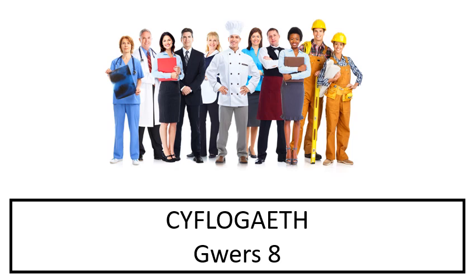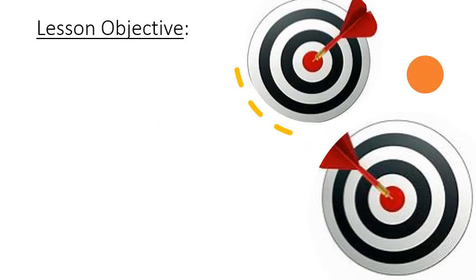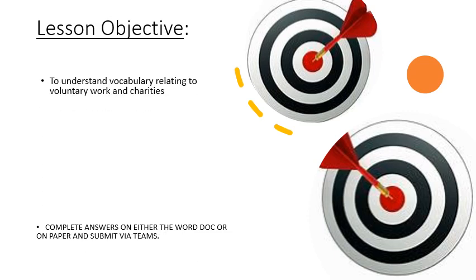For today's lesson we're going to carry on with the topic Cyflogaeth, which is employment, and we've been doing work on this, haven't we, over the last few weeks. Okay, the lesson objective for today: you can complete your answers on the Word document that's been assigned to your team, or you can put your answers on some paper and take a photograph. So in today's lesson, you are going to understand some vocabulary relating to voluntary work and charities.